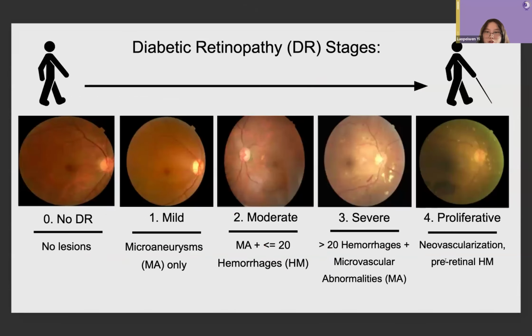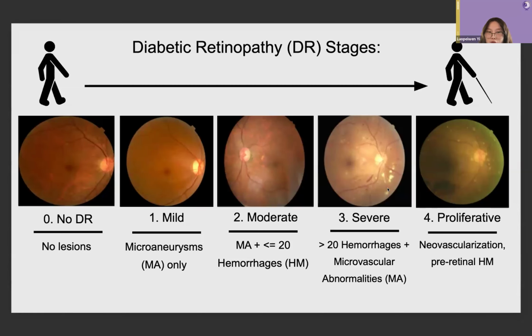So here are several stages showing the progression of DR. At stage 0, or no DR, the image shows a healthy retina with no visible lesions. Moving on to stage 1, mild DR, we begin to see some microaneurysms, or MA. These are small areas of balloon-like swelling in the retina's tiny blood vessels. Then we move on to stage 2, moderate DR. At this stage, we observe both microaneurysms and up to 20 small hemorrhages, or HM. This stage signals the disease is advancing.